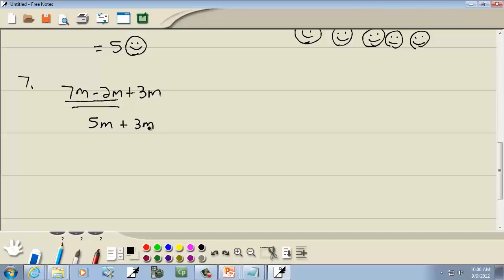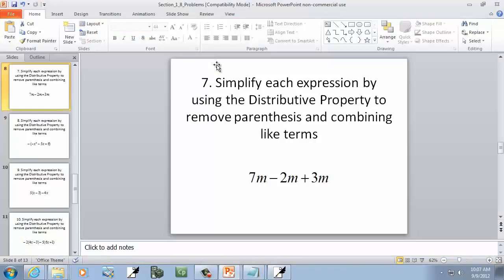Now these are still like terms. They're both m to the first power. So I add these together. 5m plus 3m gives us 8m. And that's our answer. Again, it's the same idea as the smiley faces up on the table, on the way to think of it.